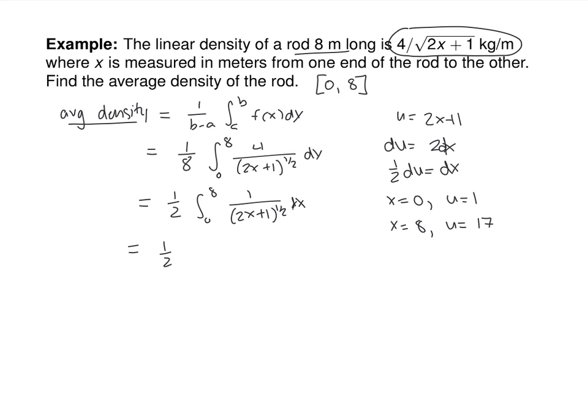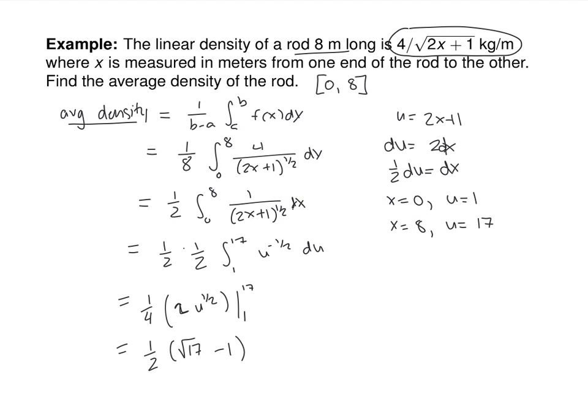So we have 1/2 times 1/2 integral 1 to 17 u to the negative 1/2 du. Not ln, the power is not -1, it's -1/2. So that's 1/4. The antiderivative of u to the negative 1/2 is 2 u to the positive 1/2. So that's 1/2 times square root 17 minus 1. And the units are the same as the units of linear density, so it's kilograms per meter.